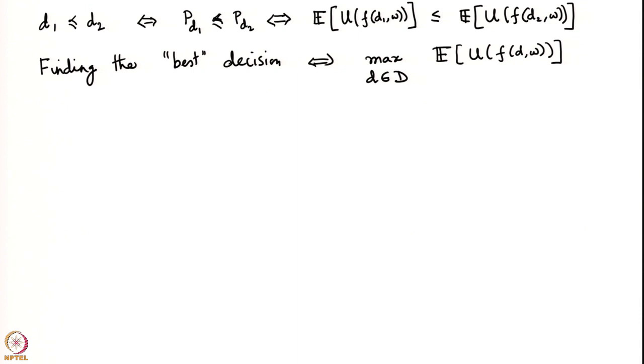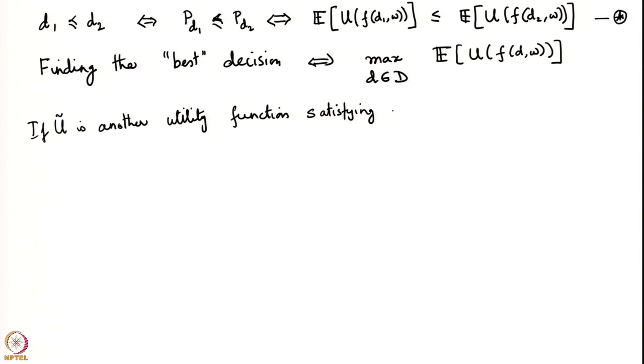One other thing I did not mention about the theorem is that this utility function U is essentially unique. It means that if U tilde is another utility function satisfying this relation, star, then it has to be that U is equal to some scalar S1 times U tilde plus a scalar S2, where S1 is greater than 0.